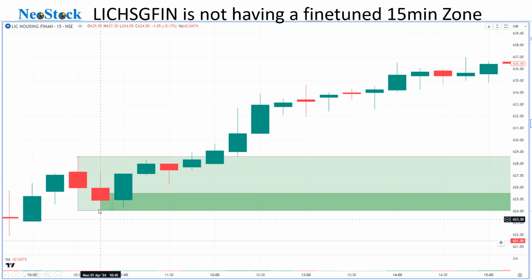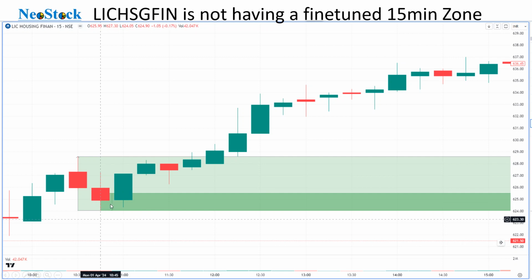So this is the base candle. So this is the leg candle. We have a base and rally. I'm sorry. LIC Housing Finance is not having a fine-tuned 15-minute zone. Sorry for my mistake. This is the 5-minute zone, not a fine-tuned zone.